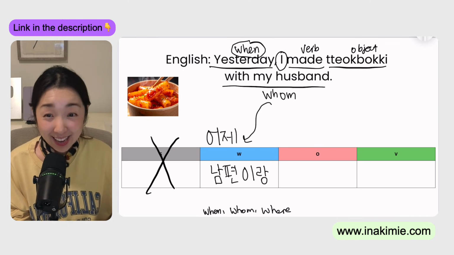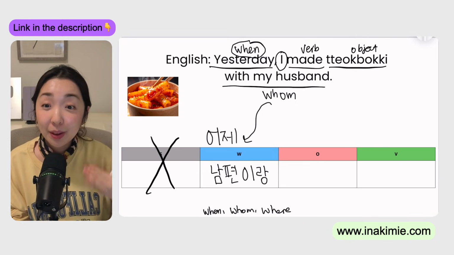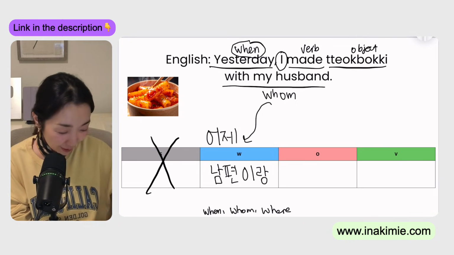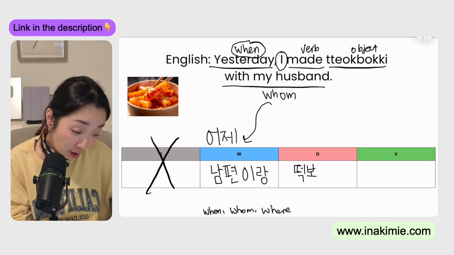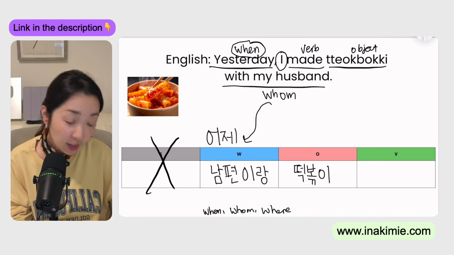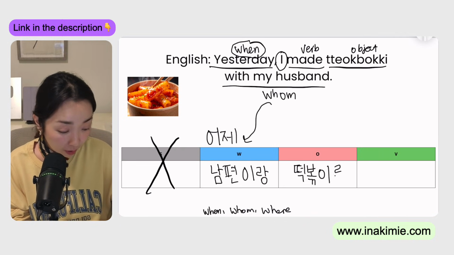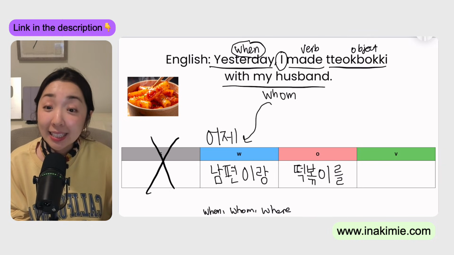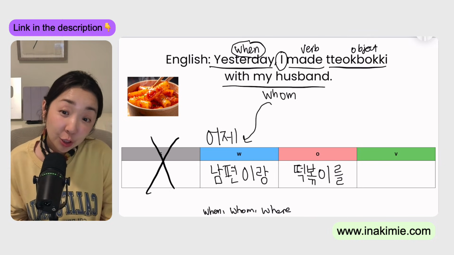That also means and, and I talk about all of that in my course. 어제 남편이랑, what did you do? Made 떡볶이. So 떡볶이, let's add that. 떡. This is a hard spelling to write. 떡볶이. You can put an object marker or you can omit it. 떡볶이를, and then verb is to make. That's 만들다. You're going to conjugate that to what tense?